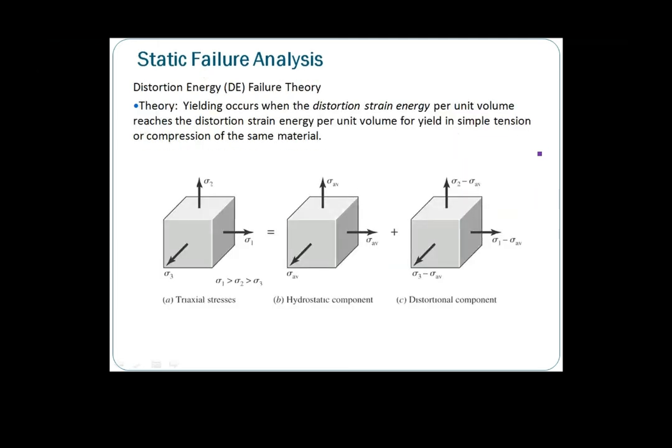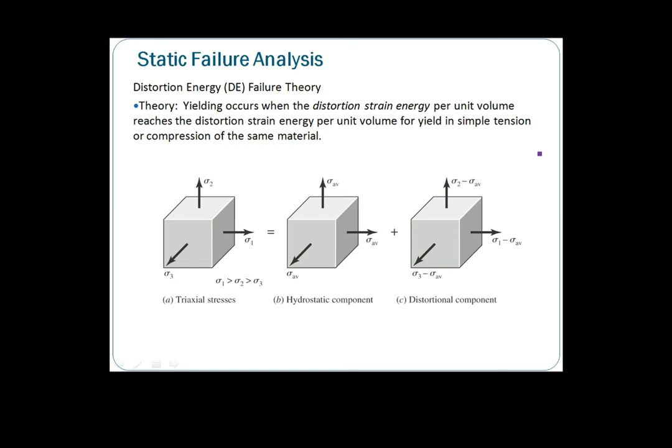Next is DE theory. So we are looking into the second one, the DE theory. We say that compared to MSS it is not that conservative. So what is DE theory? DE theory basically says that yielding, or static failure, occurs when your distortion strain energy per unit volume reaches the distortion strain energy from a simple experimental test.